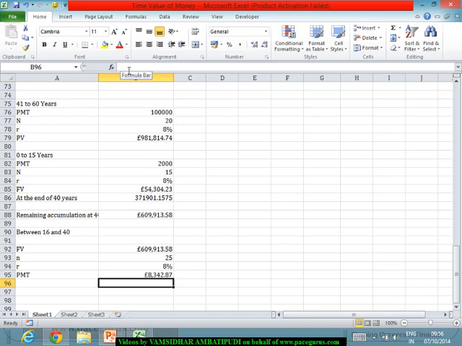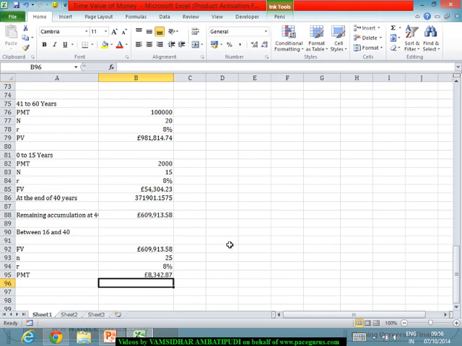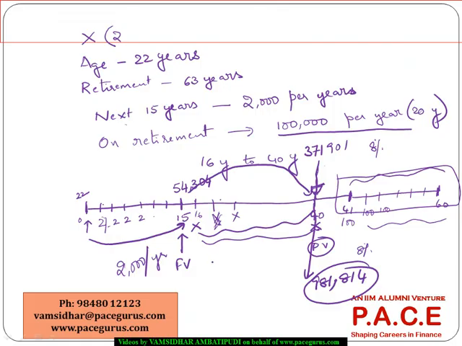So right now for the next 15 years, though the contribution is 2,000 per year, from the 16th year onwards, the contribution needs to be raised to 8,342 per year to meet the goal of getting 100,000 every year for a 20-year period after the retirement.